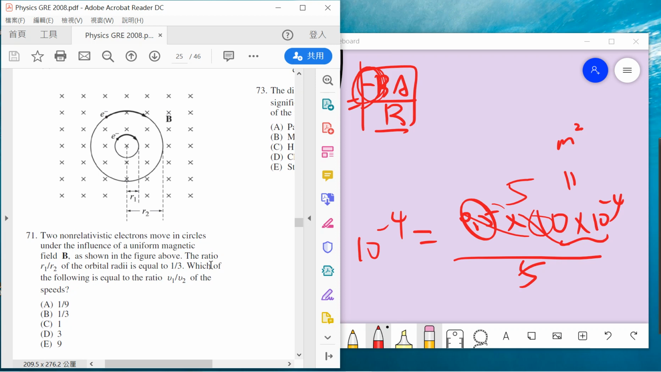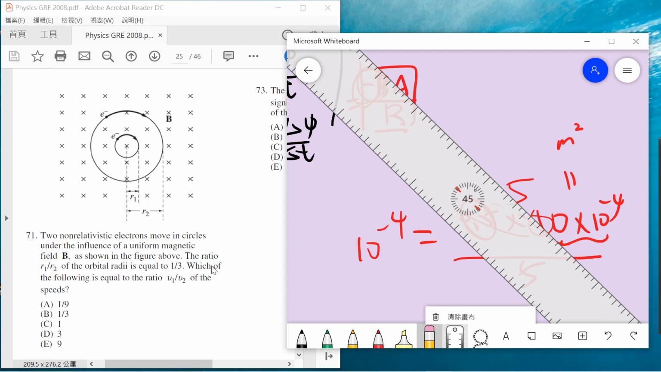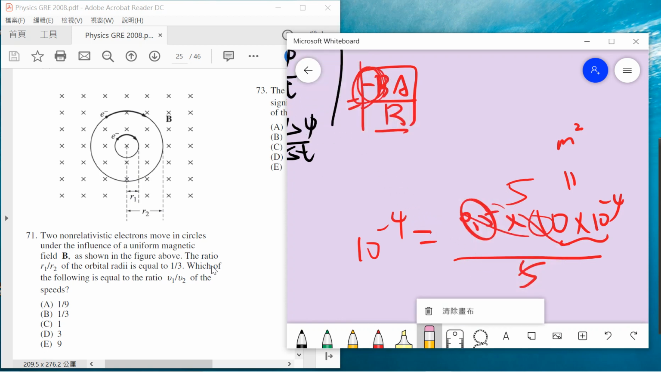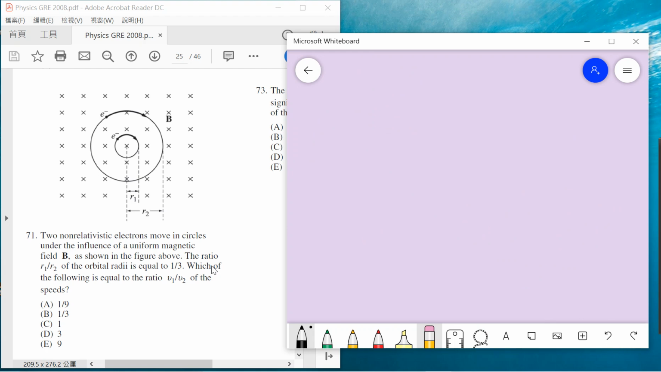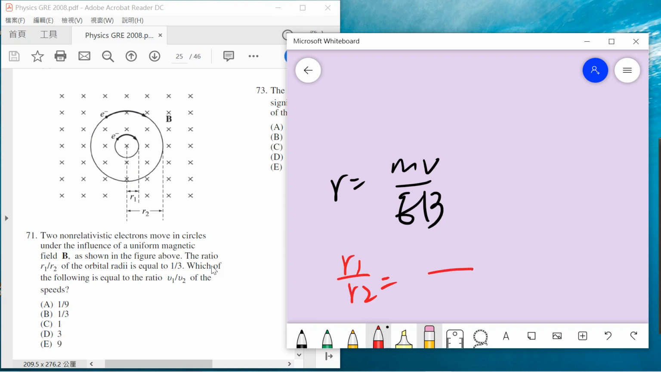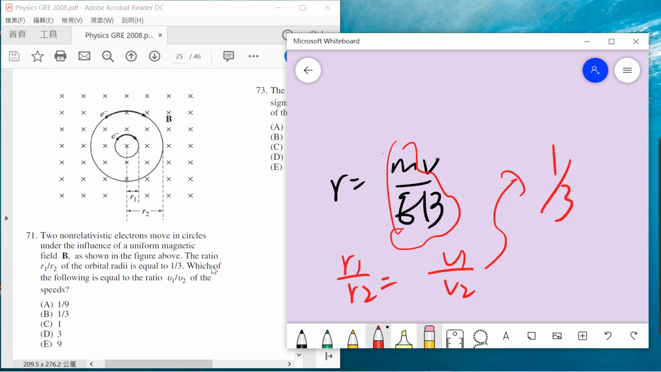Okay, 71. A non-relativistic electron moving in a circle in a magnetic field. Ask about R1 over R2. This is common sense that we already proved before. We already showed that R equals mv over qB. So R1 divided by R2 is just V1 divided by V2 because the rest are the same. So the answer is 1/3. Answer is B.